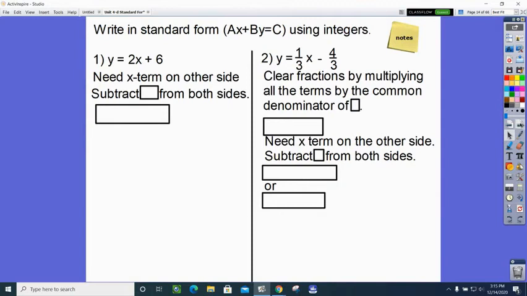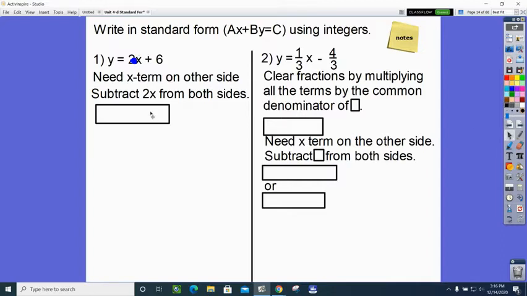Okay, so the next question is, how do we write equations that were in slope-intercept form? How can we write those in standard form? So remember, to be in standard form, the x and y term have to be on the same side. So right now, I need to subtract 2x from both sides. And when I subtract 2x from both sides, it will disappear from the right.